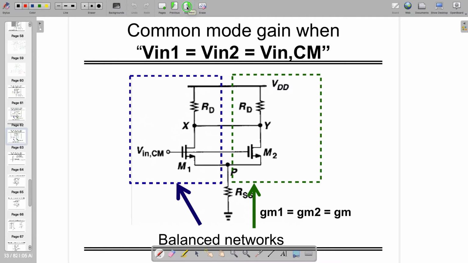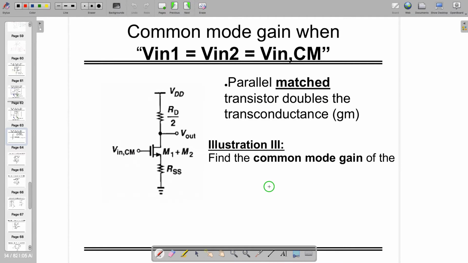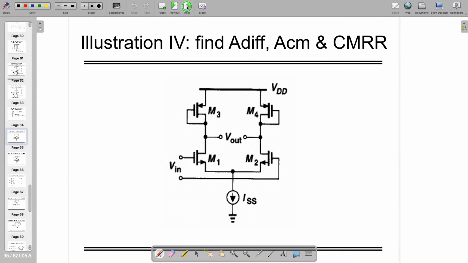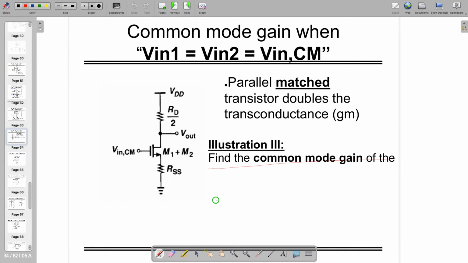So these are the standard things, and you can find out parallel matched all these transistors, and you can find out the common mode gain. Now, I am giving you a few examples to find out the differential gain, common mode gain and CMRR. By the way, in this case, notably the CMRR is nothing but the differential gain, which was minus GMRD, divided by the gain which we have achieved over here.